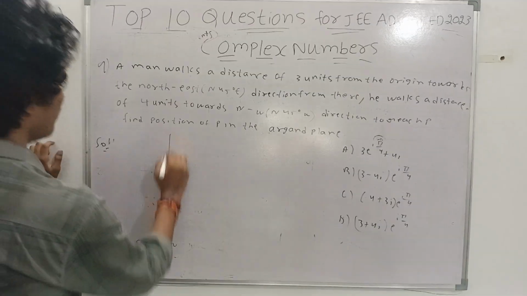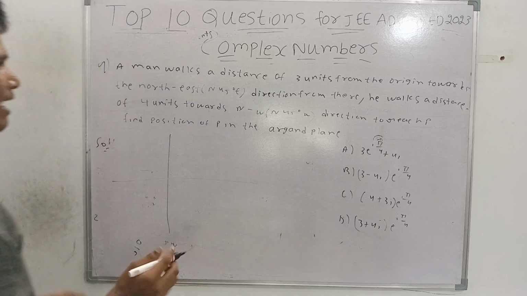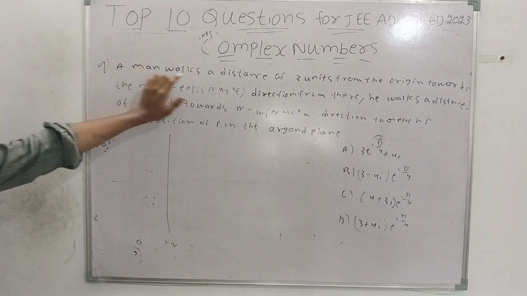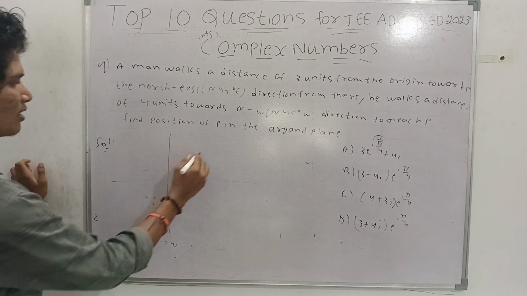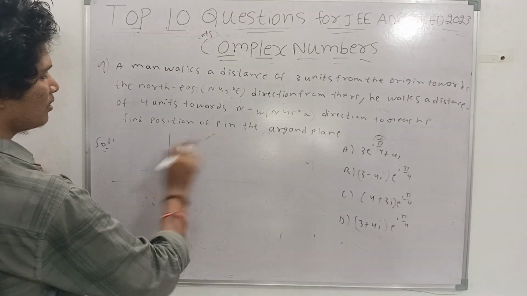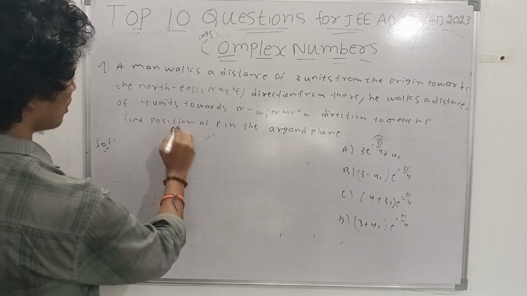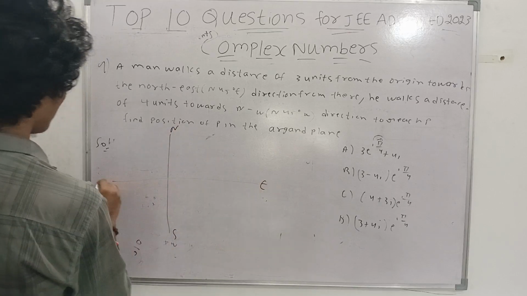First of all, prepare your Argand plane and now understand the question. A man walks a distance of 3 units from the origin towards, this is what it is. This is north, this is south, this is east, this is west.